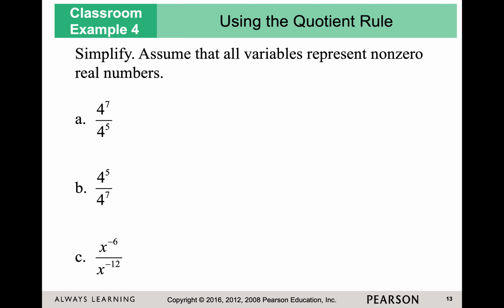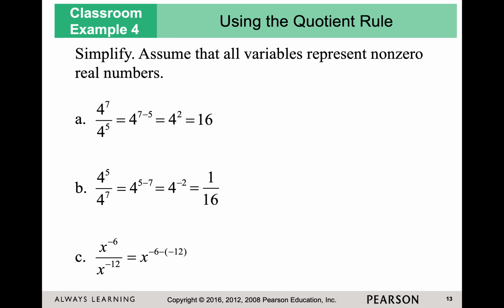So I have like bases being divided. 7 minus 5 is 2. Using my calculator, that is 16. In part B, I have like values being divided. I'm going to subtract, and I get 4 to the negative 2. We are not allowed to have negatives in our final answer, so I need to flip it. And I get 1 over 4 squared, which is the same as 1 over 16.